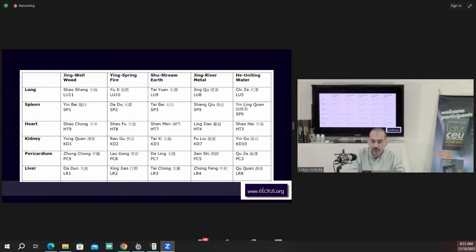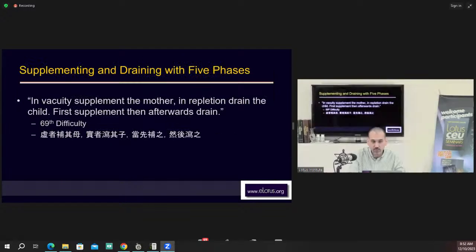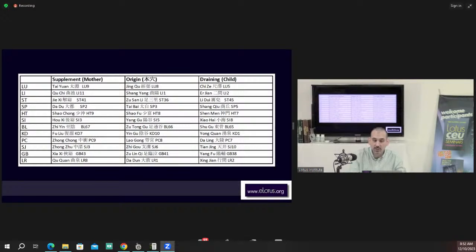Lung is metal, which means the mother of metal, and on the top, this is in the engendering cycle, the mother of metal is earth. So if you're supplementing, you supplement at lung 9, which is the earth point. If you're draining, you drain the child, which is the water point, lung 5. So that's how we derive this chart. Lung 9 is the supplementation point. Lung 5 is the draining point.